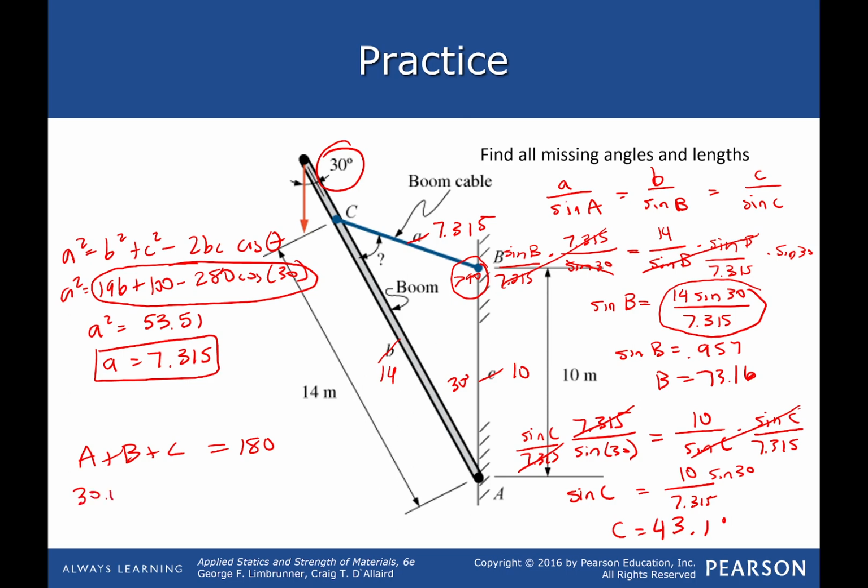So 30 plus 73. I'm going to leave it at 73 for now. 73.2 plus 43.1 is equal to, drum roll please, 146.3. It doesn't come out right. We're doomed. Everything is lost.